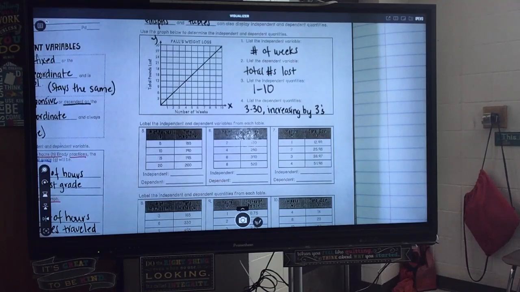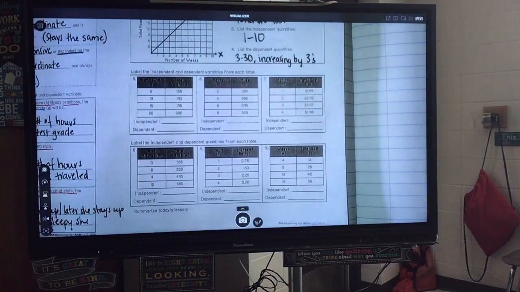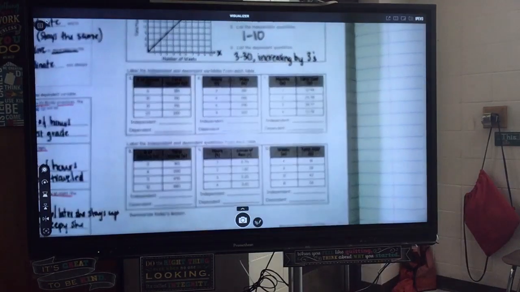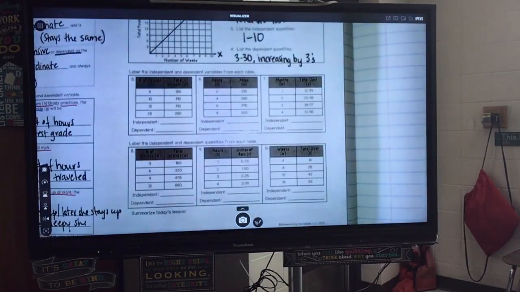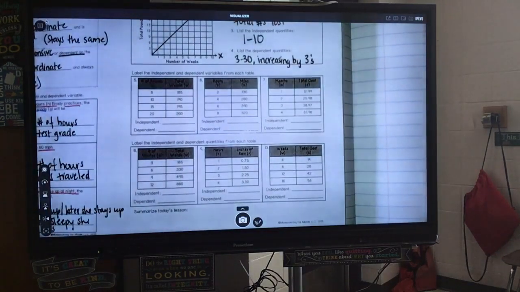Alright, questions about your graph? Everyone feel okay with it? Alright, so now let's look at the tables. So it says list the independent dependent variables for each table.